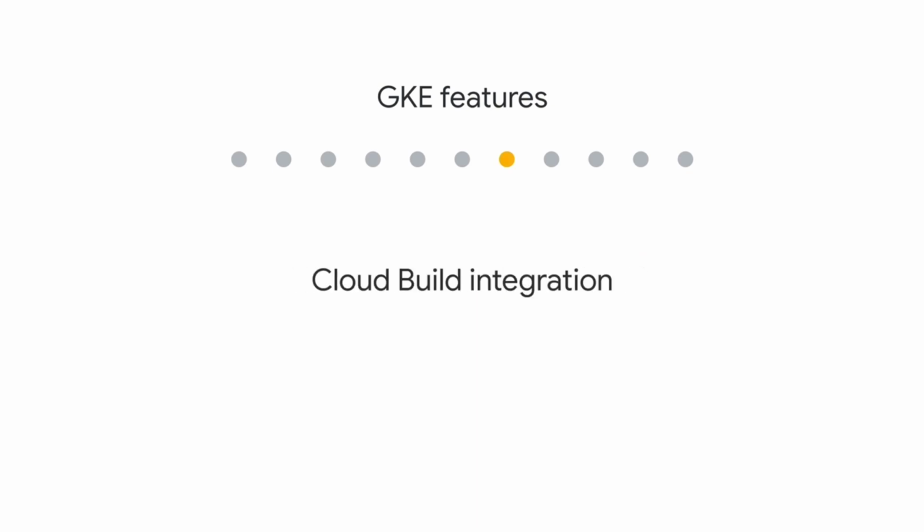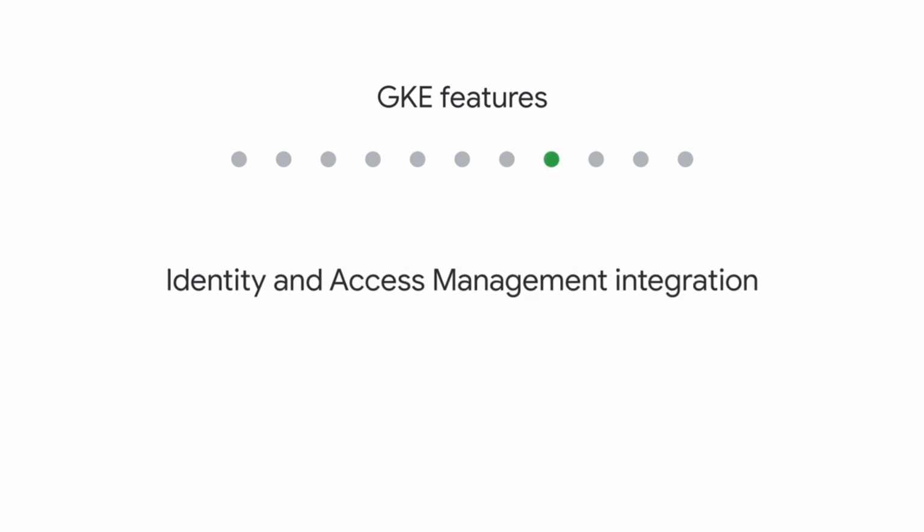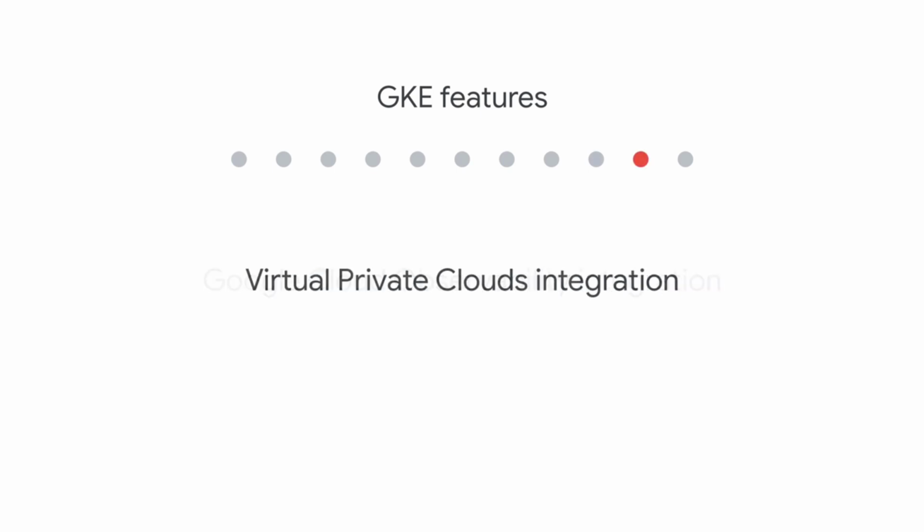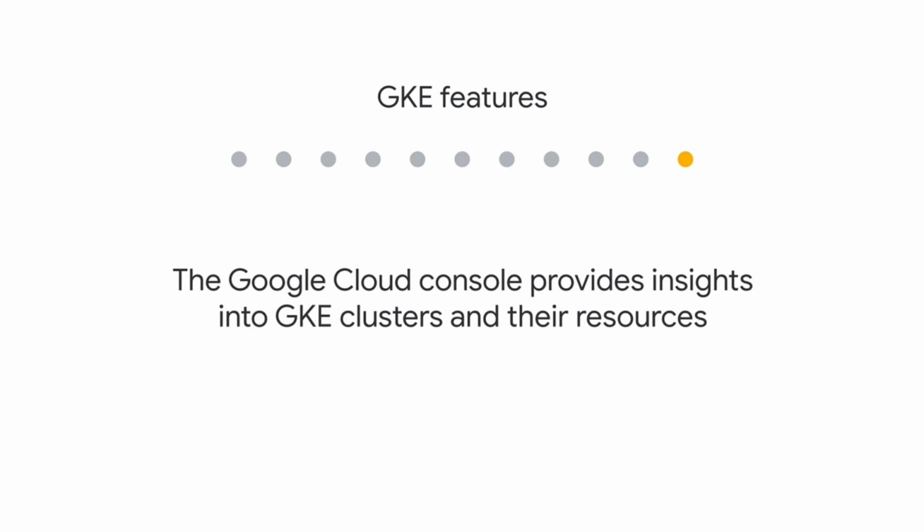GKE is integrated with several services. Cloud Build uses private container images securely stored in Artifact Registry to automate the deployment. IAM helps control access by using accounts and role permissions. Google Cloud Observability provides an understanding into how an application is performing. And virtual private clouds, which provide a network infrastructure, including load balancers and ingress access for your cluster. And finally, the Google Cloud Console provides insights into GKE clusters and their resources, and a way to view, inspect, and delete resources in those clusters.